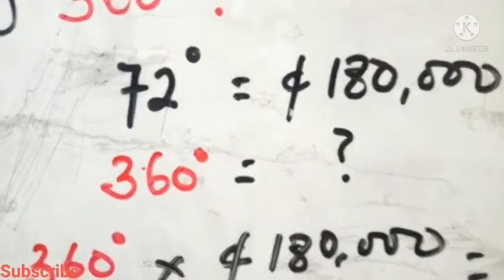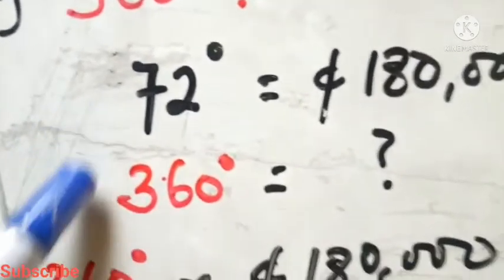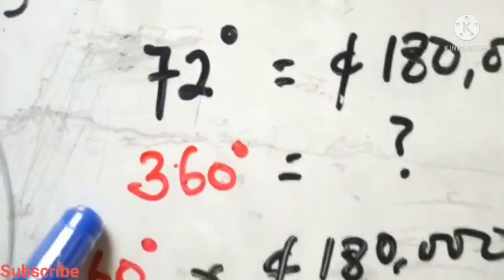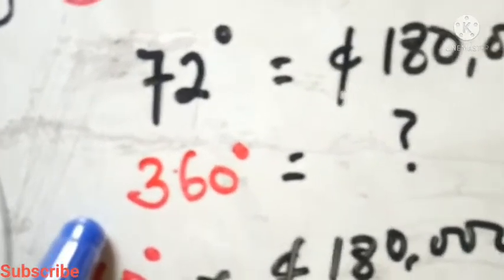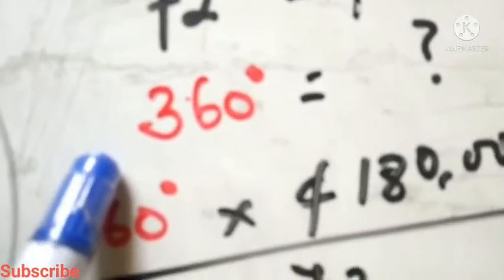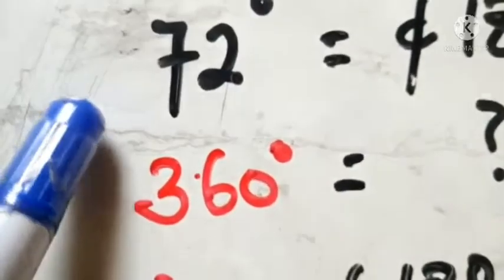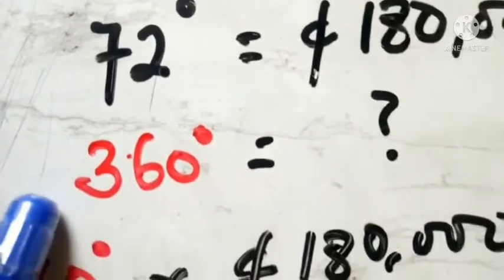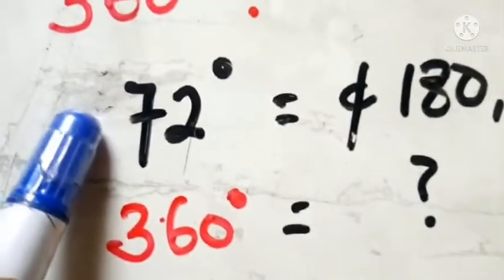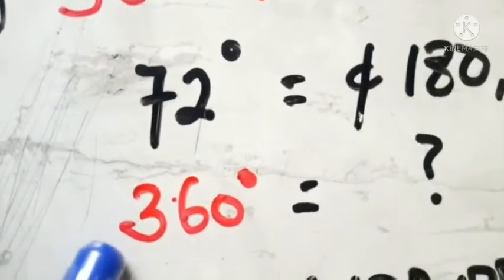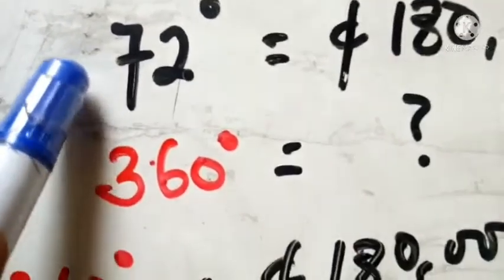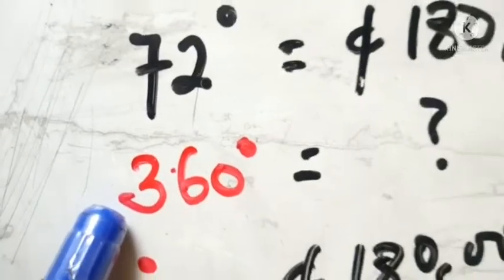Now, for that reason, you can compare these two. Which of them is the bigger? The biggest one is 360, right? So it's more or less divide. What I mean by more or less divide is that if we are looking for more, we are going to divide by this. Suppose we are looking for less, then we have to divide by the bigger one. Is that okay?